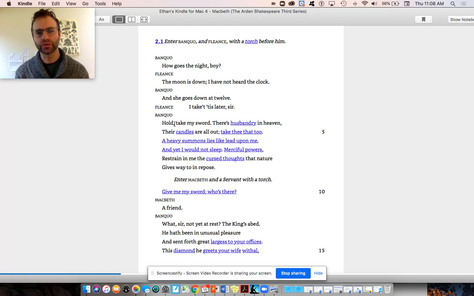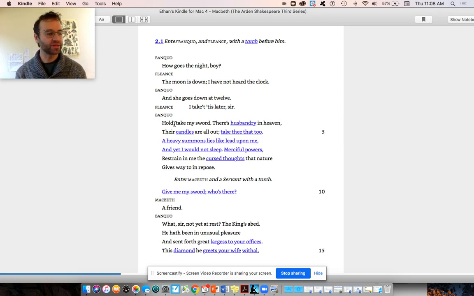And Banquo says something interesting. He says, hold, take my sword. So he gives Fleance here his sword. Hold just means wait a second. And he gives him his sword. He says, there's husbandry in heaven. Their candles are all out. Take thee that too. And so this is an interesting line.